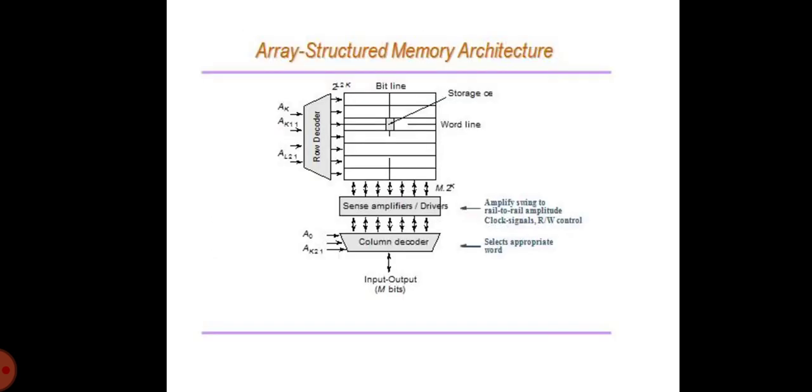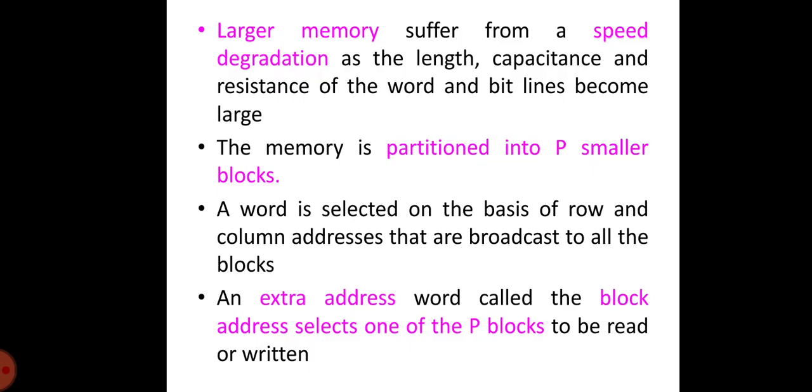And this is the array structured memory architecture, which has a row decoder, sense amplifier, and column decoder. Larger memory suffers from speed degradation as the length, capacitance, and resistance of the word and bit lines become large. So the memory is partitioned into p smaller blocks. A word is selected on the basis of the row and column address that are broadcast to all the blocks. An extra address word called block address selects one of the p blocks to be read or written.